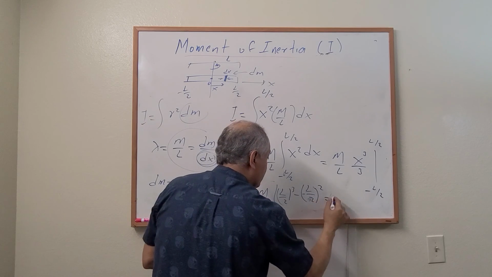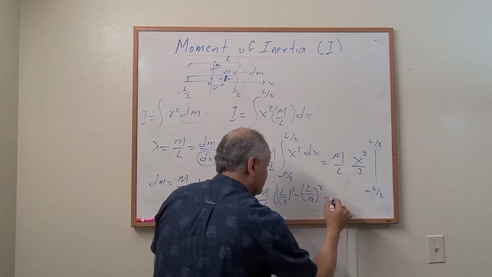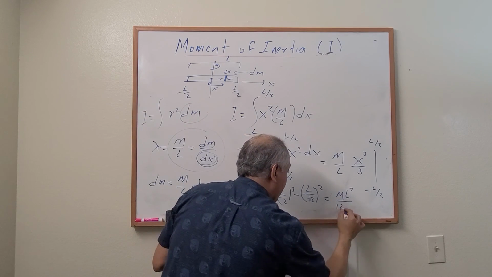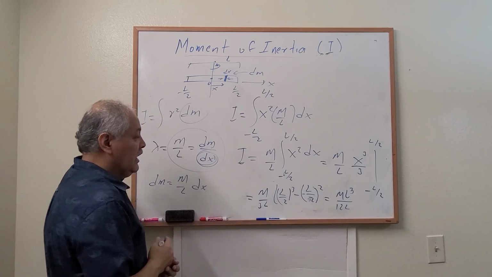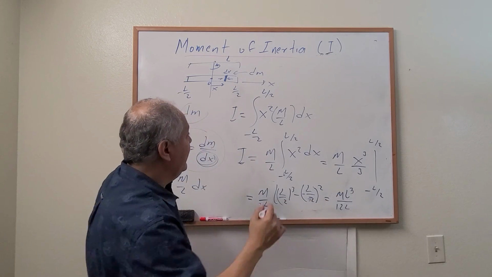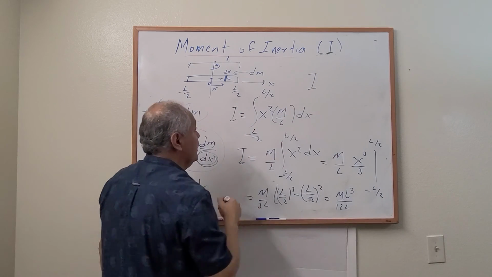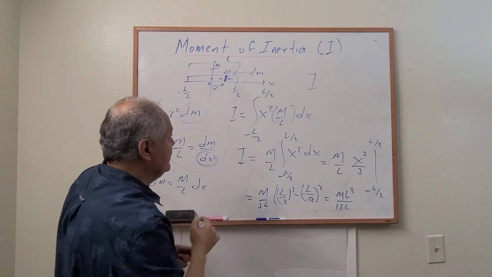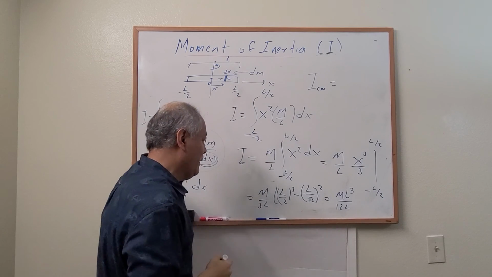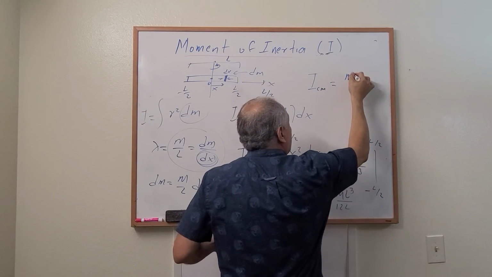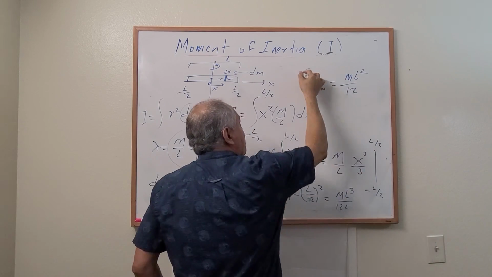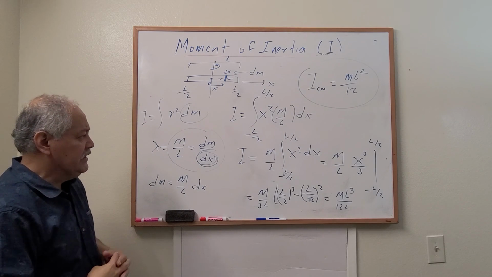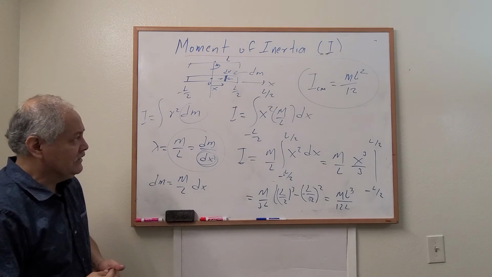Perfect. When you do this calculation, this is equal to m L cubed over 12L. Correct? At the end, this L cancels with this L, and what do we have? The moment of inertia for this rod through the center of mass is equal to m L squared divided by 12. Correct? And again, that's the way we calculate the moment of inertia for a solid.